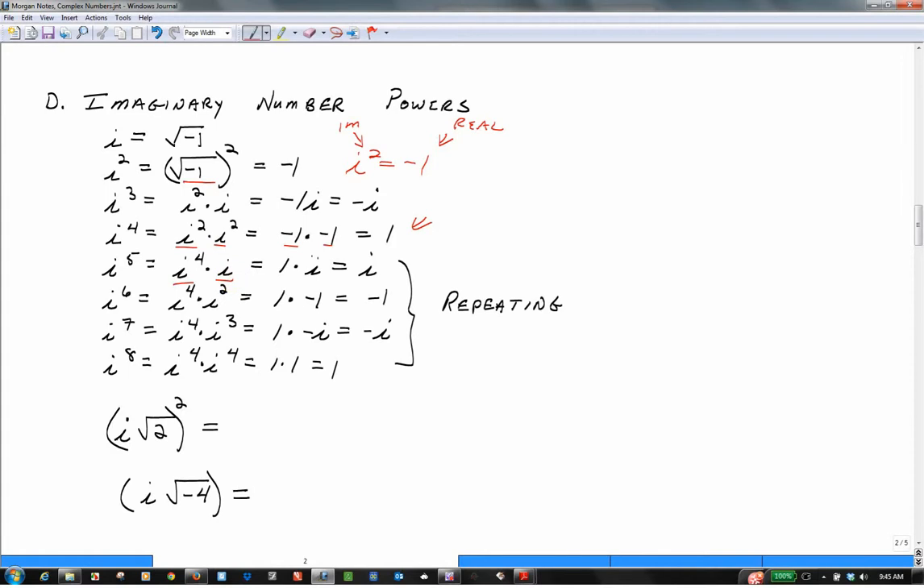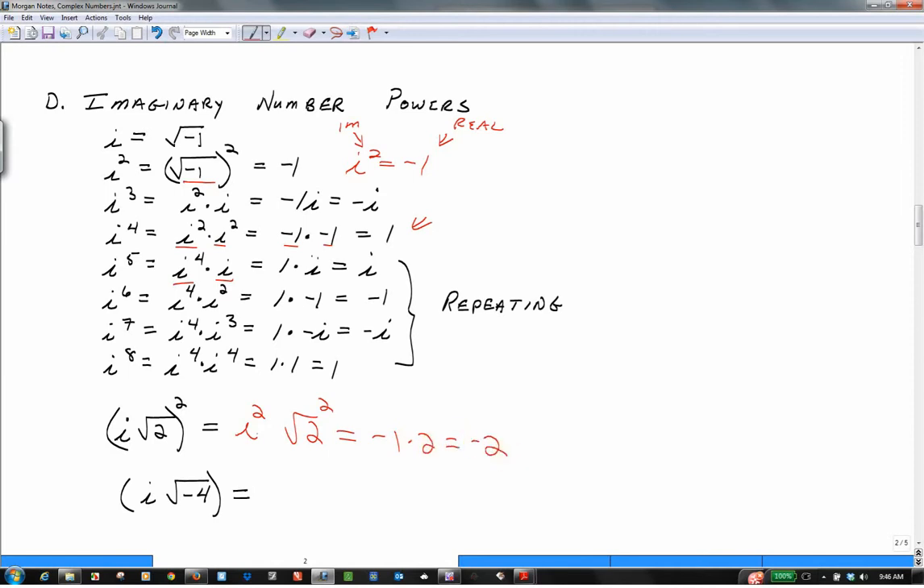So let's take a look at an example. I have i times the square root of 2, all squared. Now, this power will distribute in. It will not distribute in if this was an addition sign, like if it was i plus the square root of 2. You can't distribute the power in. But when it's multiplied, it does. So this is going to be i squared times the square root of 2 squared. i squared is a negative 1. The square root of 2 squared is just 2, so that would be equal to a negative 2.